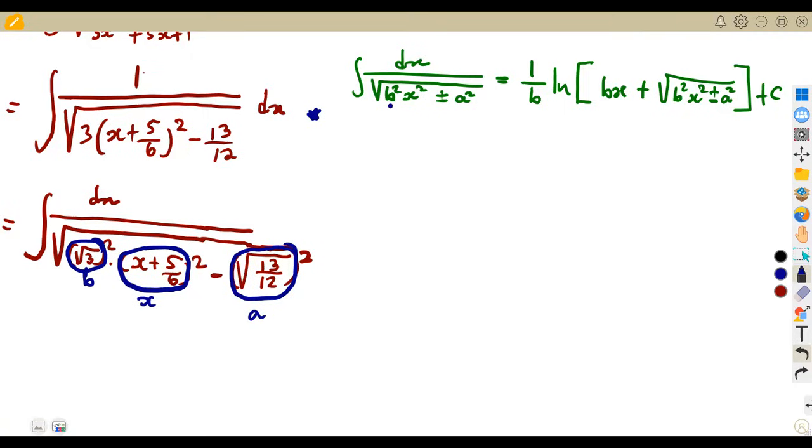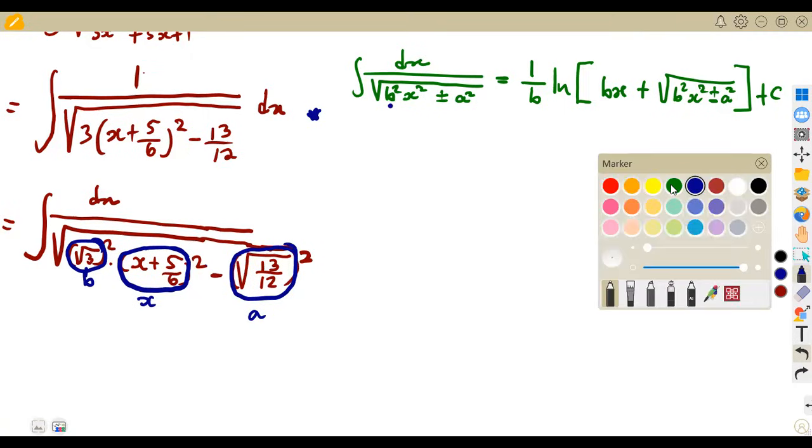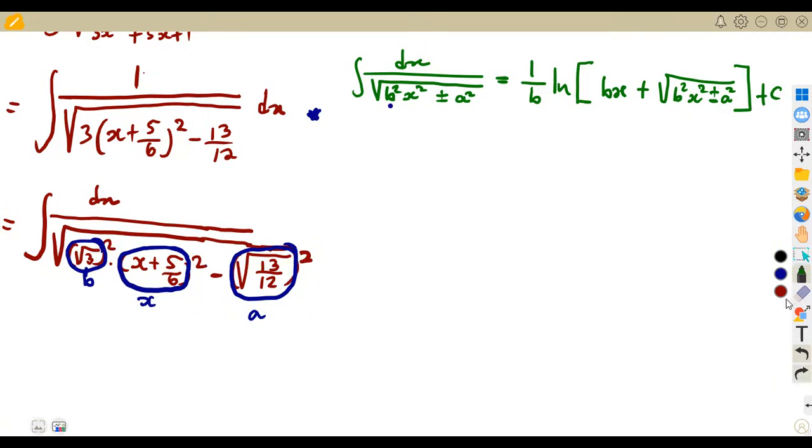So the question is, if we can write it in this format, what is going to be the answer? The answer is going to be given as 1 over b. What is b? B represents the square root of 3. So it's 1 over the square root of 3, times ln of bx, which is our b, the square root of 3.